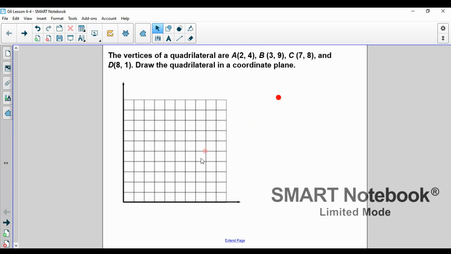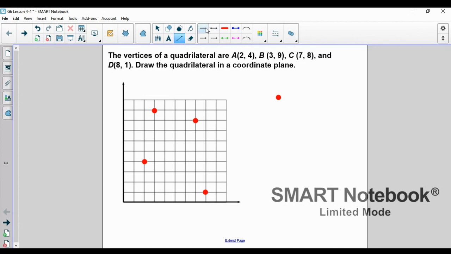So we want the point 2, 4. So that would be 1, 2, 1, 2, 3, 4. Then 3, 9. So I got 1, 2, 3, 1, 2, 3, 4, 5, 6, 7, 8, 9. Then 7, 8. So this was 3, 4, 5, 6, 7. 7, 8 would be up here. And then 8, 1 would be here.